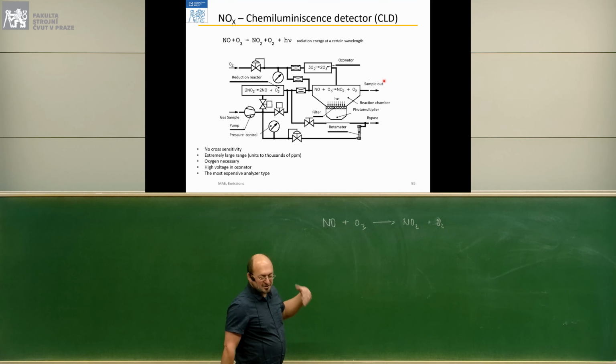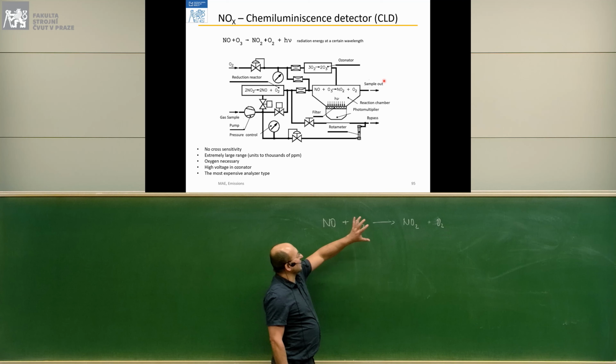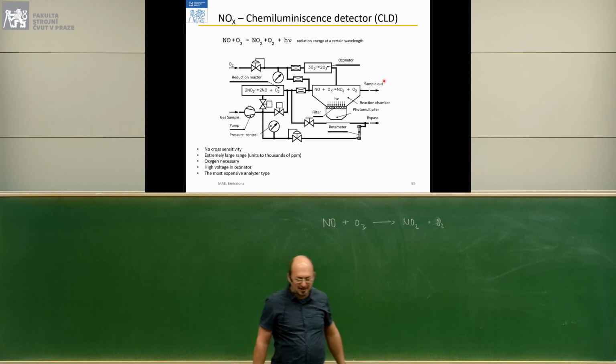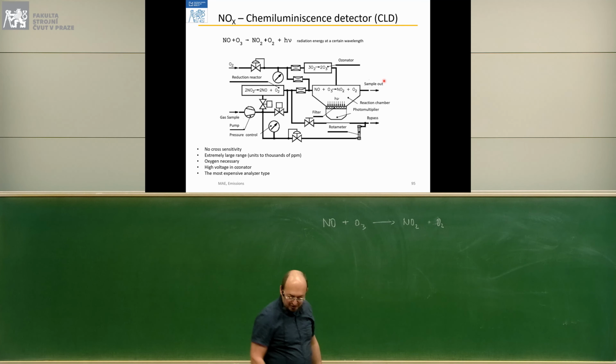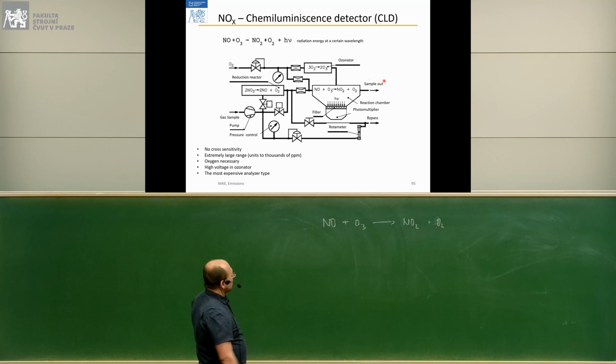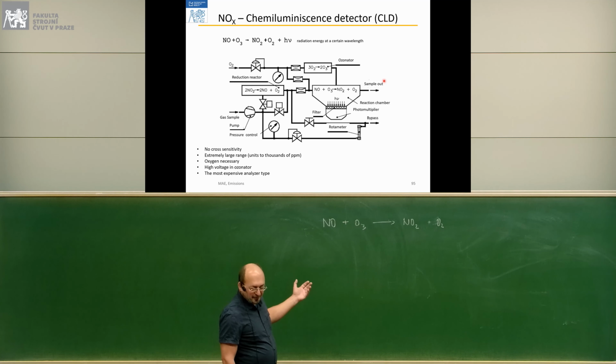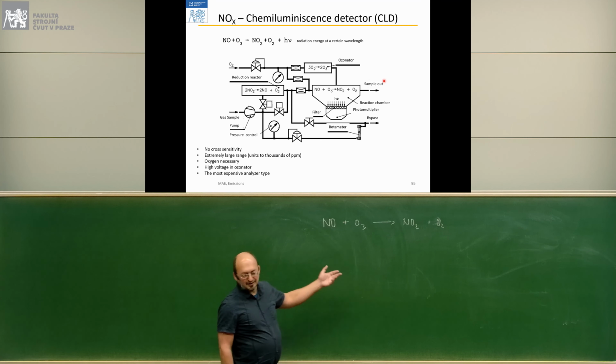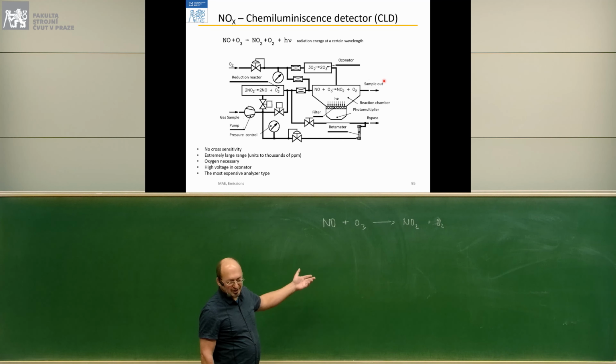To make this quantitative, you supply lots of ozone, so this reaction is limited by nitric oxide coming with a sample. So you produce ozone from oxygen in an ozonator, a high voltage decomposition of oxygen.